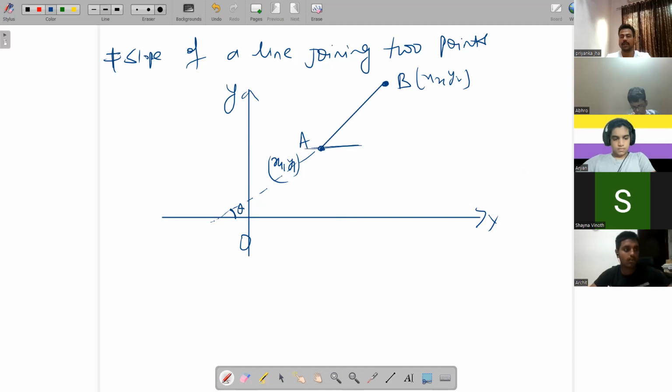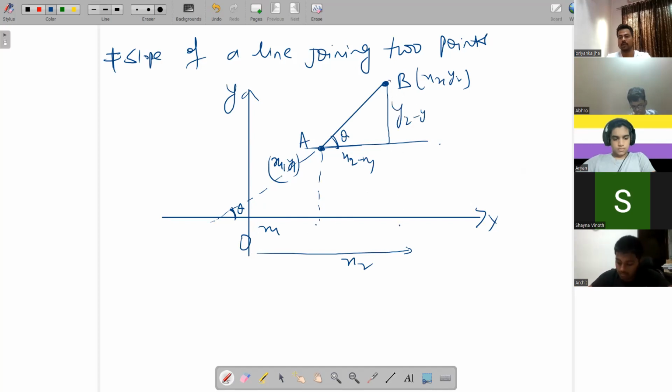So just draw a line parallel to the x-axis. If this angle is theta, then this angle is also theta. Just drop a perpendicular parallel to the y-axis. See, this is x1 because the coordinate of this point is x1, and the coordinate of this point is x2. So this distance is x2 minus x1. Same for y: this is y1 and from here to here y2, so this will be y2 minus y1. Now, slope is how much? Tan theta. Just apply this triangle: perpendicular upon base. So this is your slope.